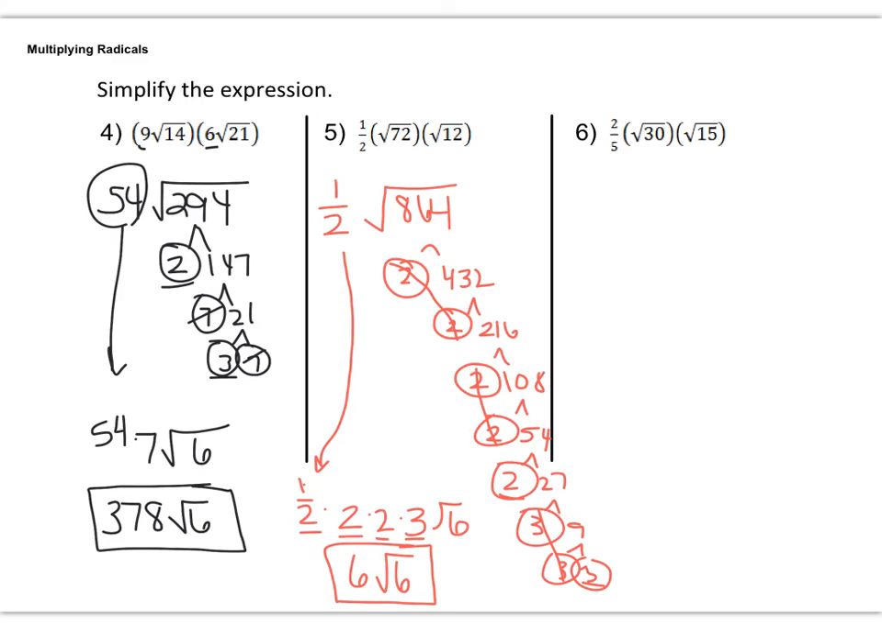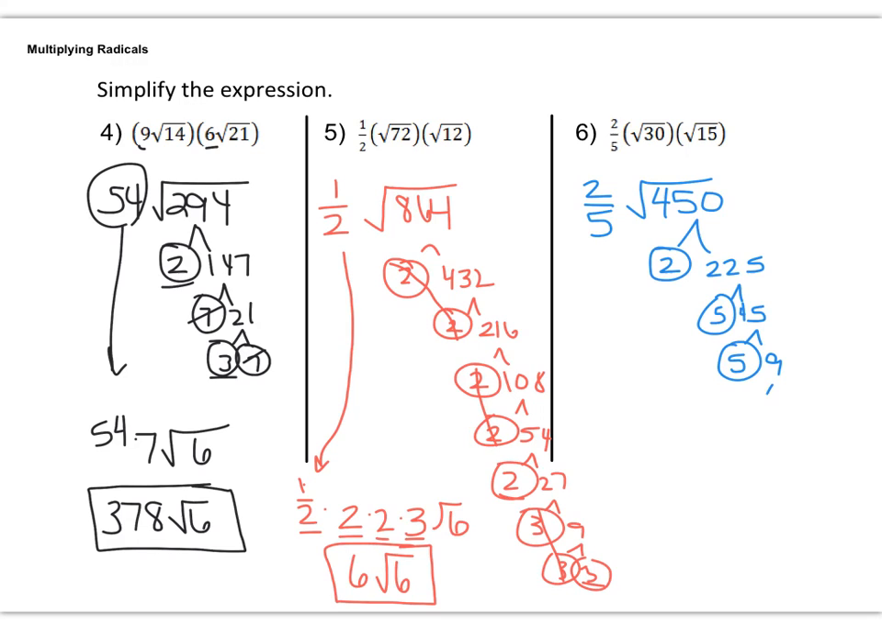All right, and last problem. All right, so outside numbers is just 2/5. And then the inside radical numbers, we have 30 times 15, which is 450. So multiply outside, multiply inside, and then we'll do a factor tree. So 450, I know, is 2 and 225. And then 225, let's see if we can divide that by 5, which is 45. 45 is 5 and 9. And then that is 3 and 3.